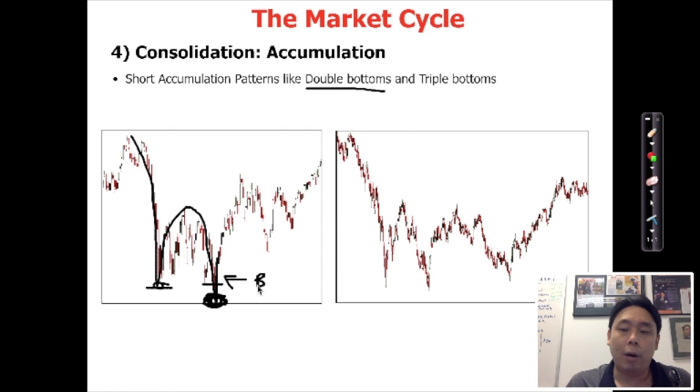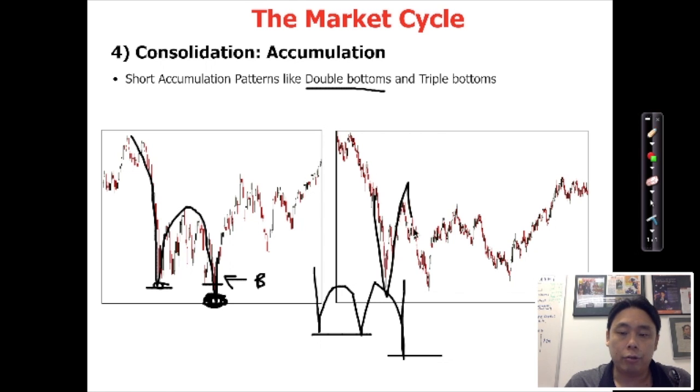Okay, so another one would be, you could have a triple bottom, goes down 1, 2 and 3, boom, right? It could also be a triple bottom sometimes. Okay, like so, right? 1, 2 and 3. Okay, could also be a triple bottom pattern.